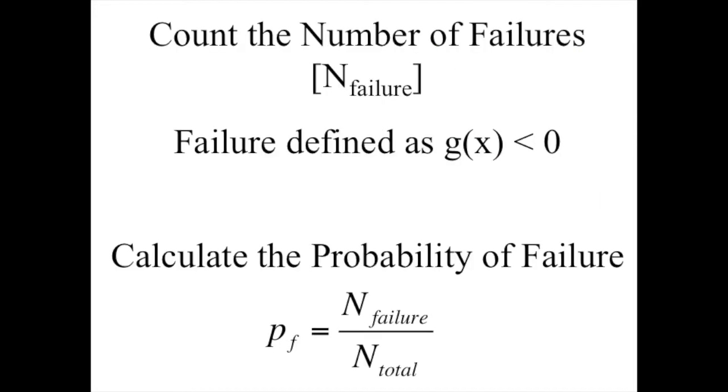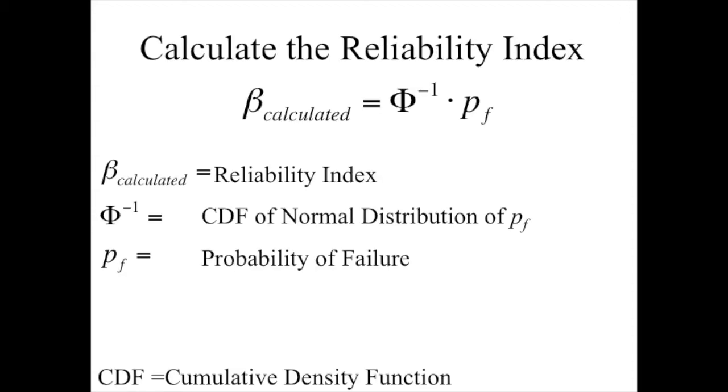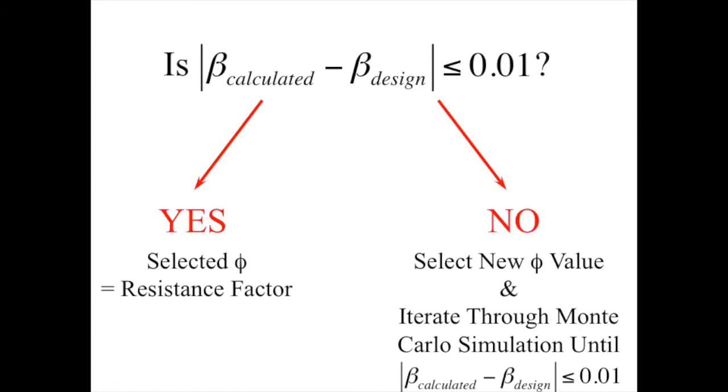The number of times that the limit state function was less than 0 was counted, and the probability of failure was determined by dividing the number of times the limit state function was less than 0 by the total number of samples. The reliability index was then calculated by multiplying the cumulative distribution function of the normal distribution of the probability of failure by the probability of failure. If the calculated reliability index was equal to the previously selected reliability index, then the value that was selected for the resistance factor was the appropriate resistance factor.